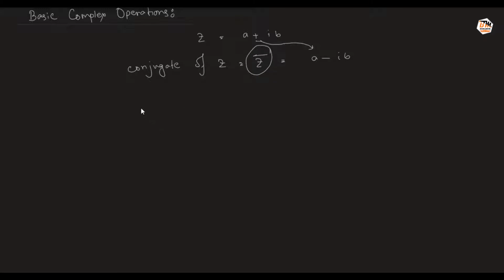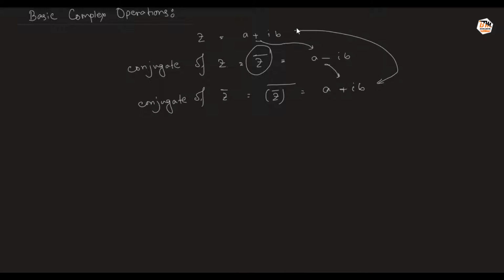So what is the conjugate of z bar? The conjugate of z bar, which is z bar bar, we change the sign of the middle. So we will change the sign here, that is plus ib.